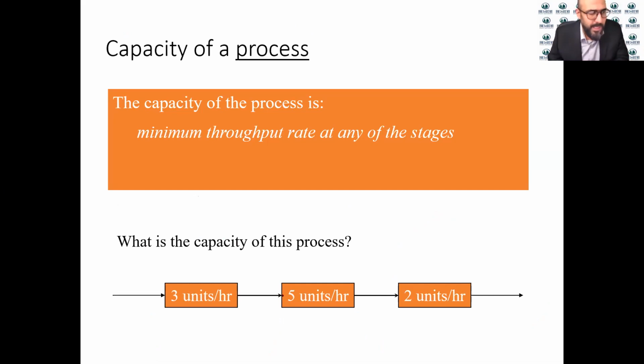All right, so what's the capacity of this process? The capacity is 2 units per hour. You cannot do more because this will handle only 2 units per hour. The capacity of the process is the minimum throughput rate at any of the stages. So this is the bottleneck. The capacity is equal to the bottleneck. So we cannot produce more than 2 units per hour.